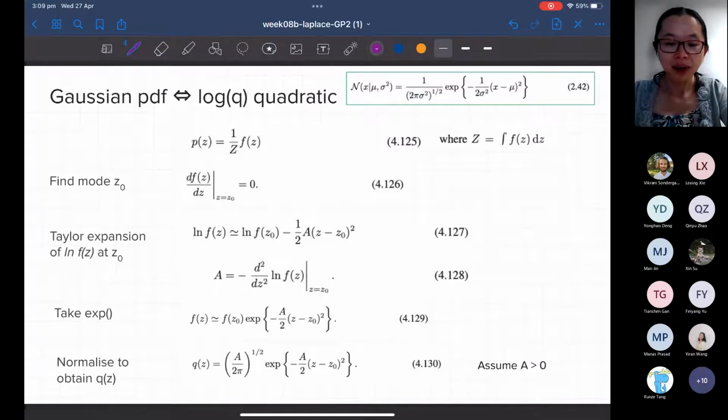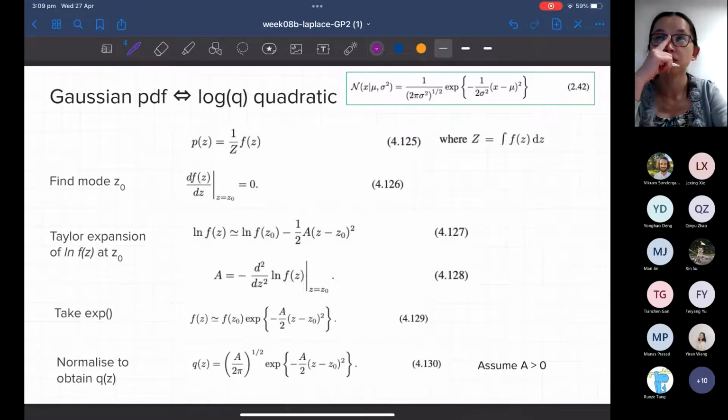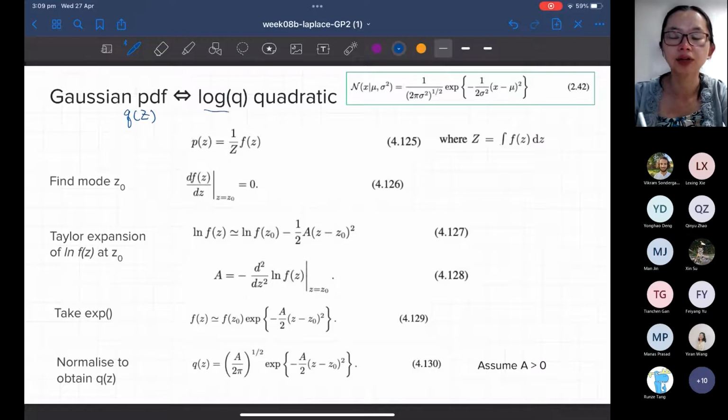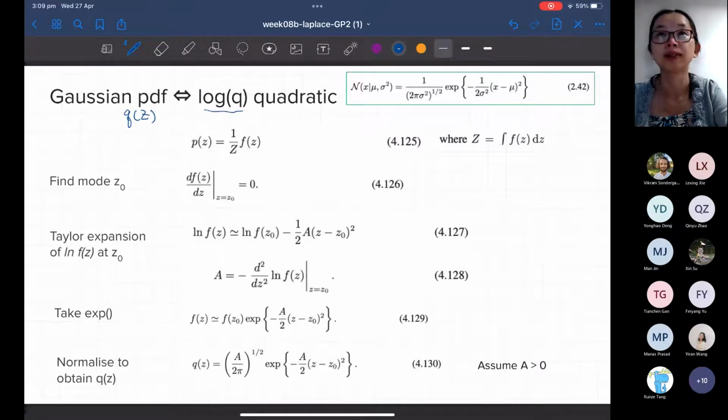But anyway, let's continue to look at this F of Z. The goal is to find a Gaussian distribution, and the necessary and sufficient condition for a distribution, let's say Q of Z, being Gaussian is that the log of Q is a quadratic function of Z. We can easily see that by reminding ourselves of the Gaussian PDF expression on the right.